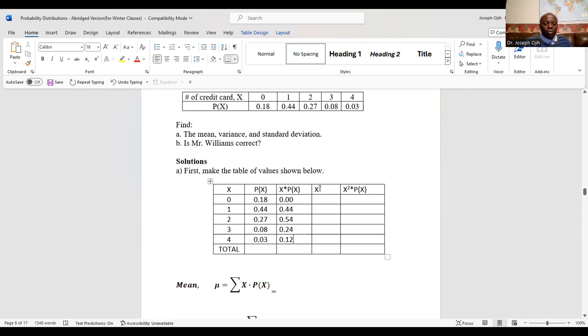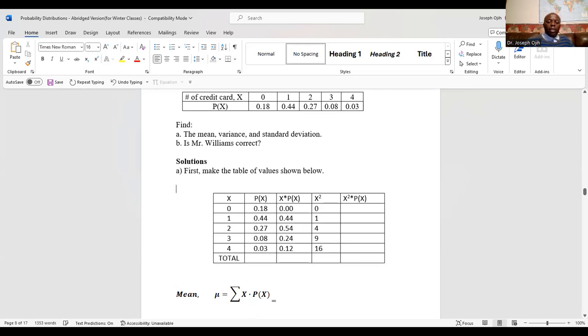Next one is to get the x squared. You could have squared this. 0 squared is 0. 1 squared is 1. 2 squared is 4. 3 squared means 3 times 3, 9. Then 4 squared means 4 times 4, 16.